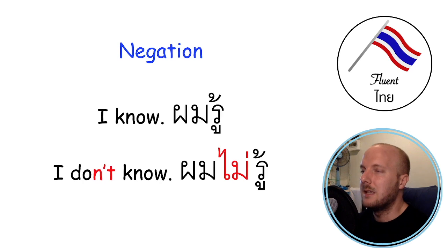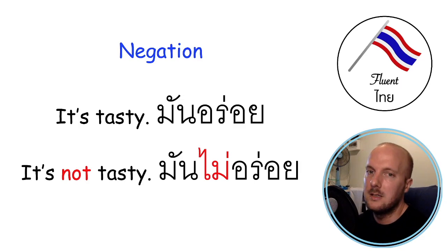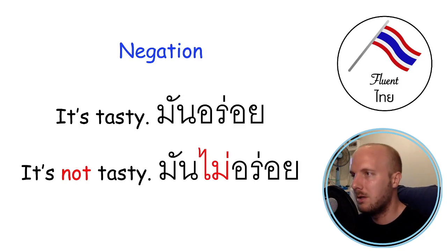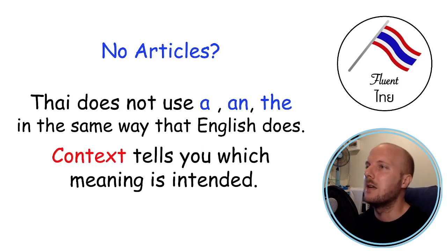Because sometimes in English, we have to use different tenses. So, for example, we have to add the word don't, do not, or it could be doesn't, or hasn't, or haven't, all those words. It's a lot easier in Thai.